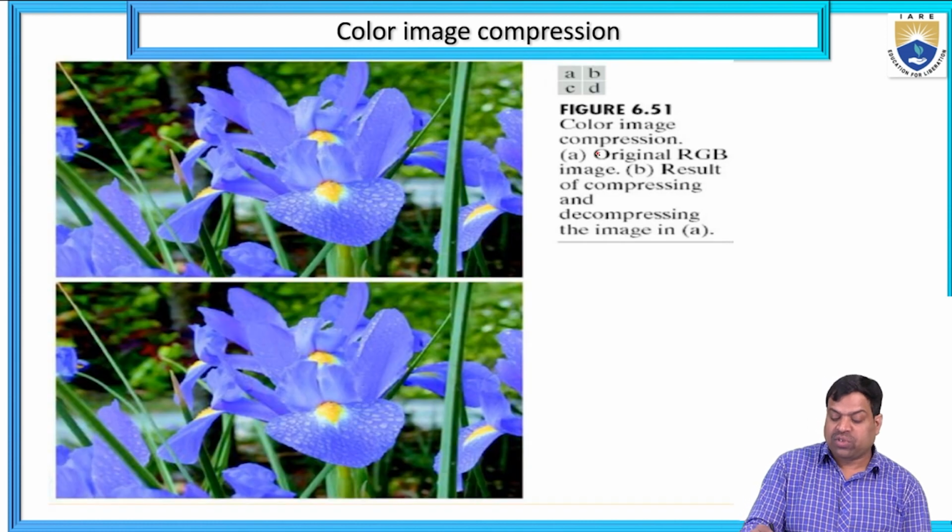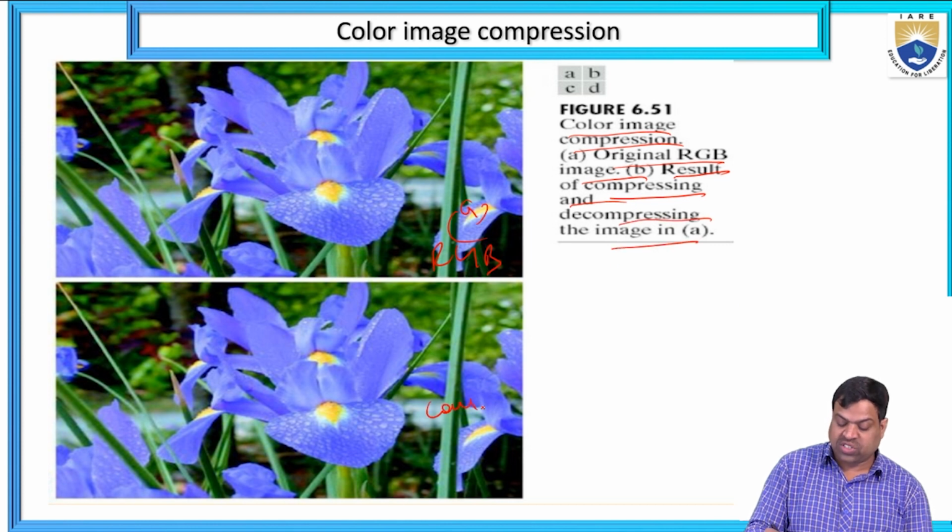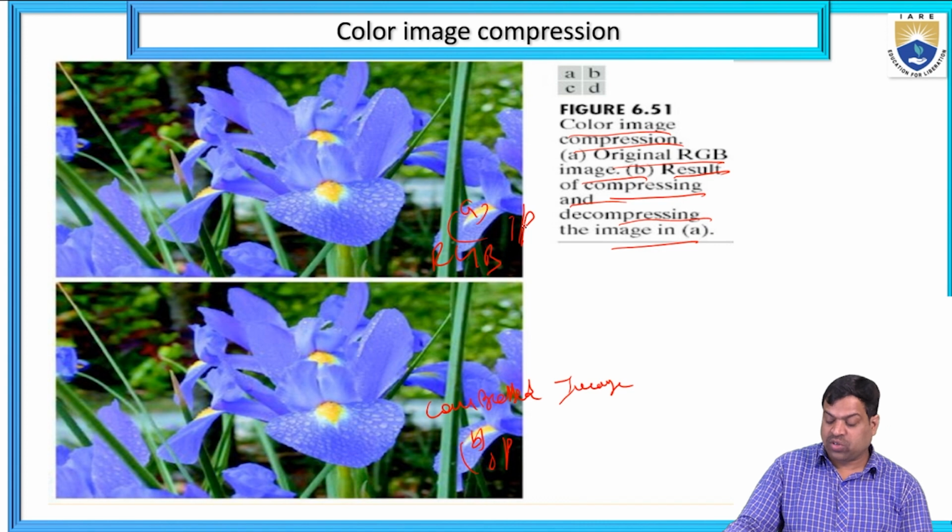It is one example of a color image. Here is figure A, the original RGB image. It is the RGB, and the result of compressing and decompressing the image, the compressed image, is the output image. It is the input image. Okay.